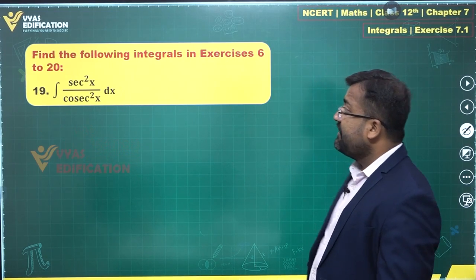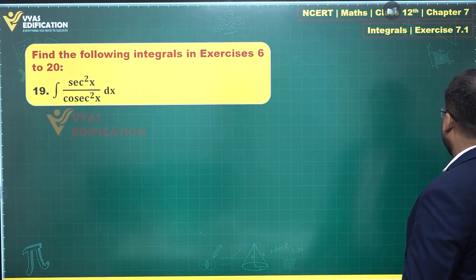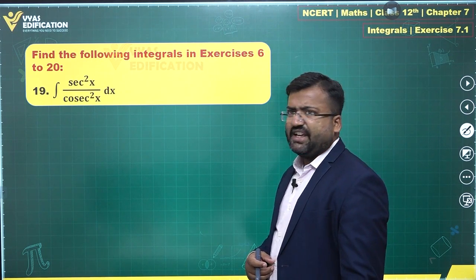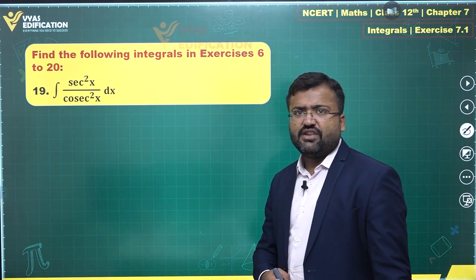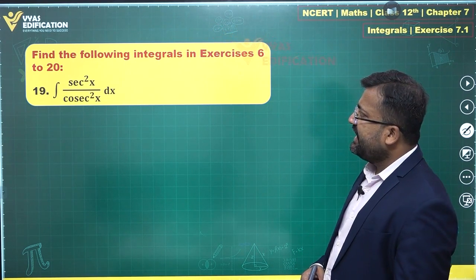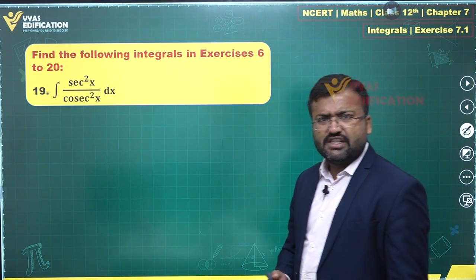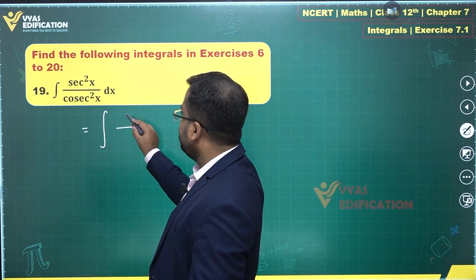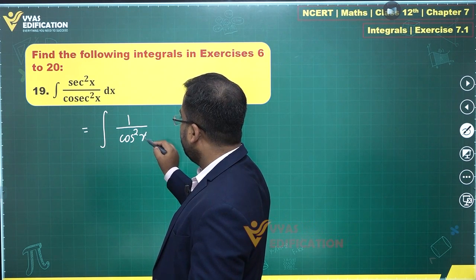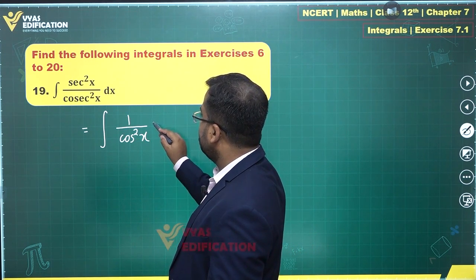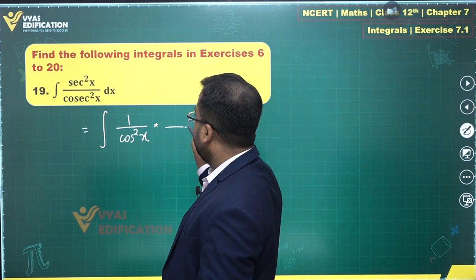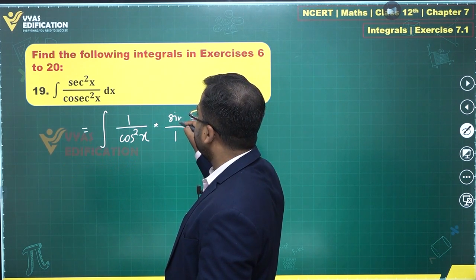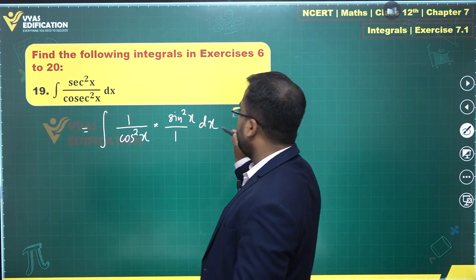In the 19th question, we have sec^2 x upon cosec^2 x. Now, how do we handle this one? At max, what we can do is write them in terms of sine and cos. So let's try to simplify this. Sec^2 x is 1 upon cos^2 x. Cosec^2 x is 1 upon sin^2 x, which will come in the denominator. This is what you have.